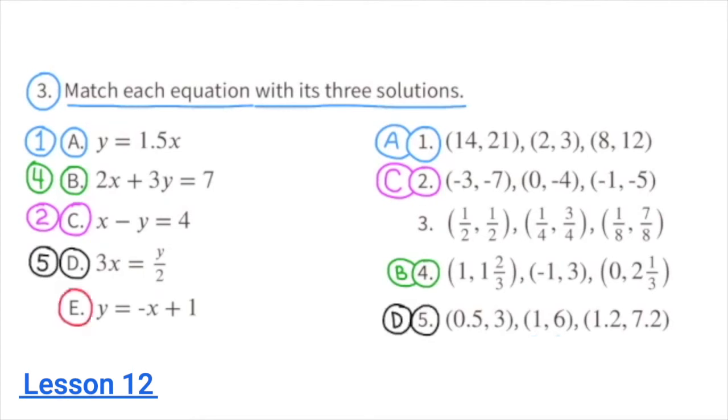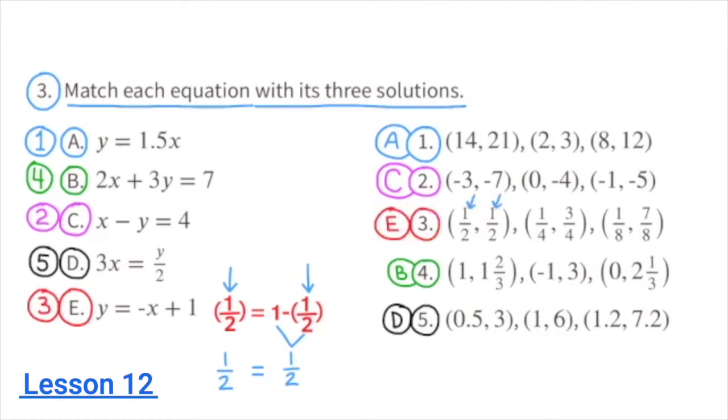E. y equals x plus 1. 1/2 equals -1/2 plus 1. -1/2 plus 1 is the same as 1 minus 1/2. 1/2 equals 1 minus 1/2. 1/2 equals 1/2. The ordered pair 1/2 and 1/2 is found in solution 3. Solution number 3 is a match with equation E.